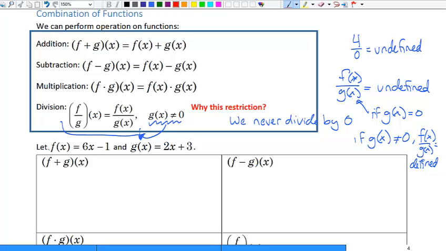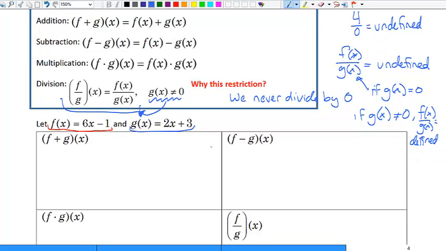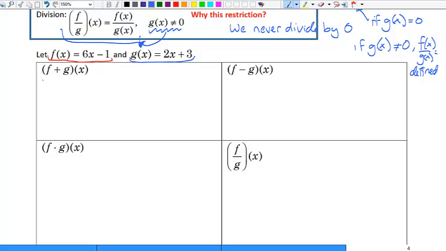Alright, so let's try these problems here. On my next set of problems, I have f of x is equal to 6x minus 1, and we're going to use red every time we see that, and then g of x is equal to 2x plus 3 every time we see that. So if I'm trying to do f plus g of x, well, I know by definition from above that's f of x plus the g of x function.